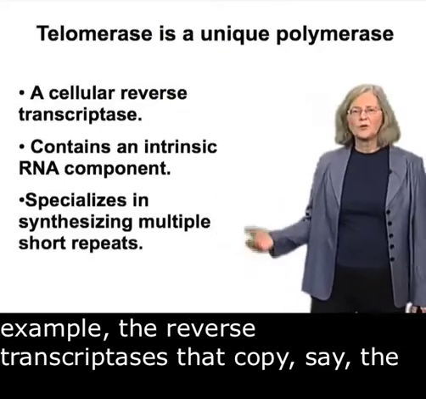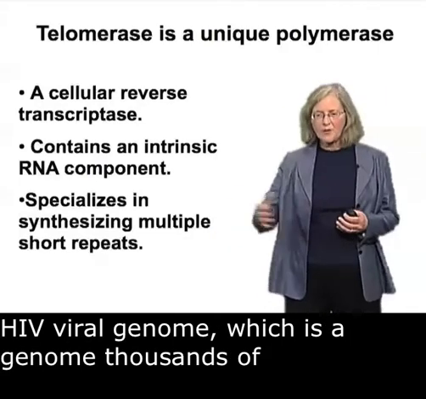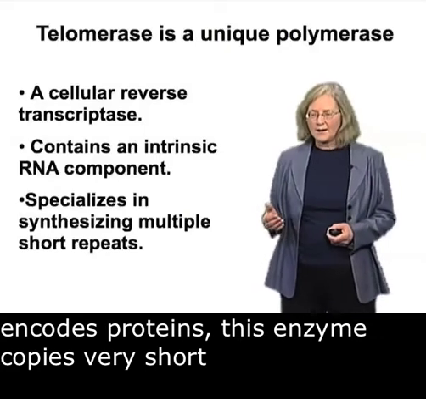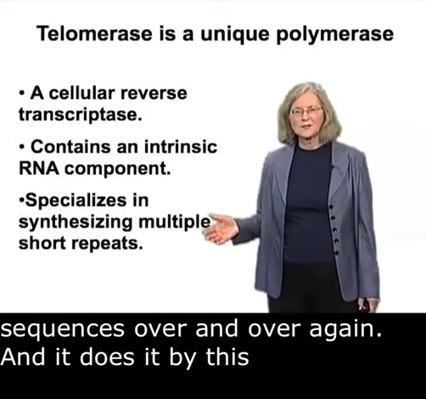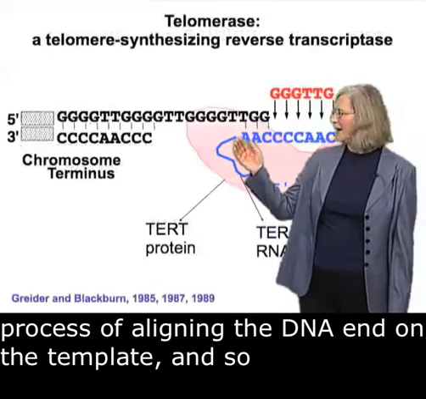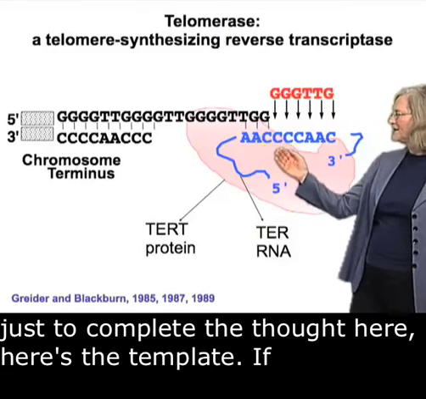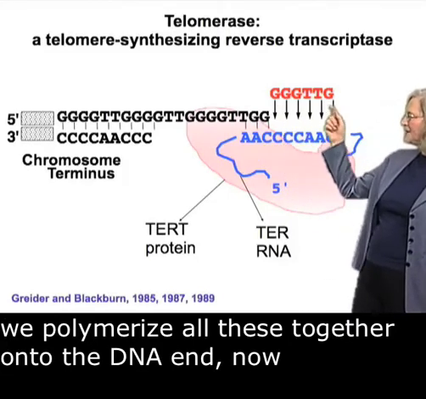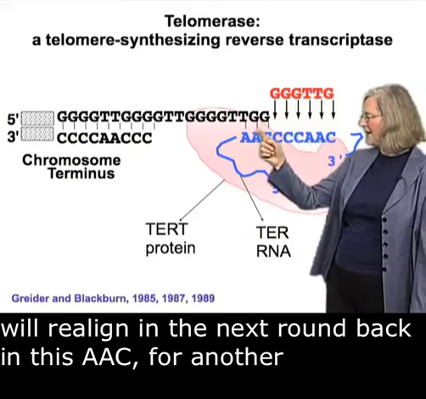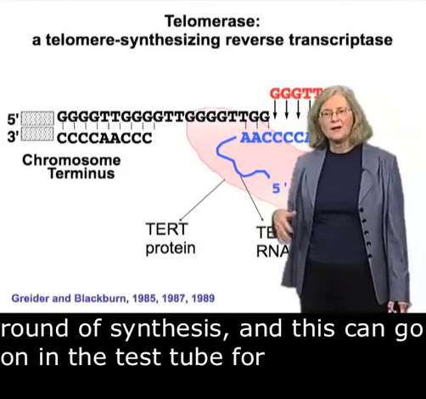And unlike, for example, the reverse transcriptases that copy, say, the HIV viral genome, which is a genome thousands of nucleotides long, a very complicated sequence which encodes proteins, this enzyme copies very short sequences over and over again. And it does it by this process of aligning the DNA end on the template. And so just to complete the thought here, here's the template. If we polymerize all these together onto the DNA end, now you'll have a new DNA end that ends with TTG, and that will realign in the next round back in this AAC for another round of synthesis. And this can go on in the test tube for many repeats.